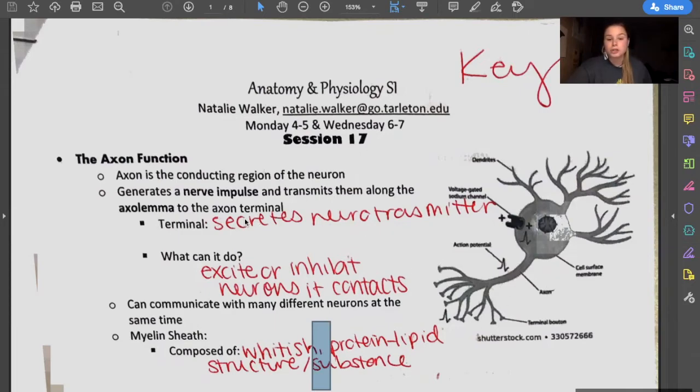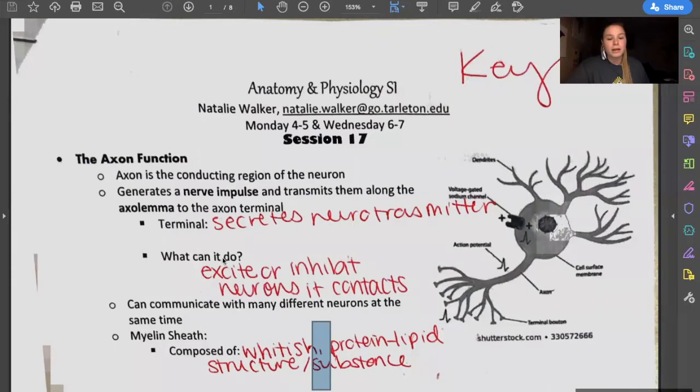The terminal is where we secrete that neurotransmitter, right? If you remember in the muscle video, we saw acetylcholine come out of the axon terminal. Remember there were these little secretory vesicles, and inside of them there were the triangles, and that was acetylcholine, and those came out of here because we had an action potential that came down this, which told the acetylcholine or whatever hormone it is to come out and signal whatever cell.